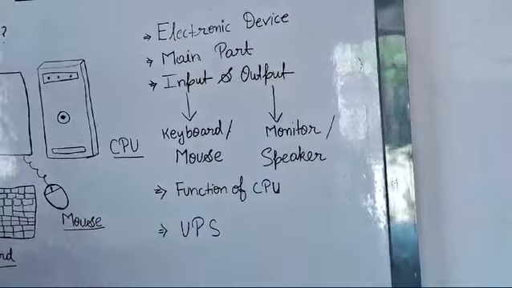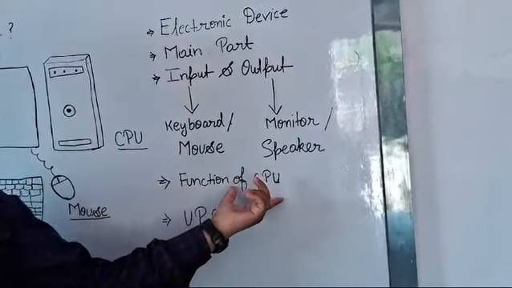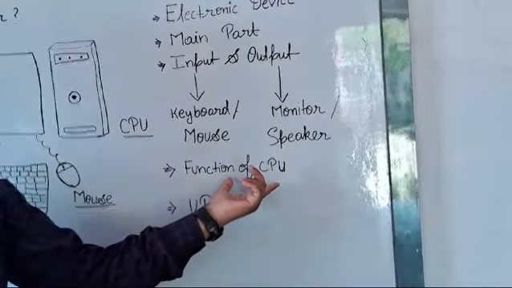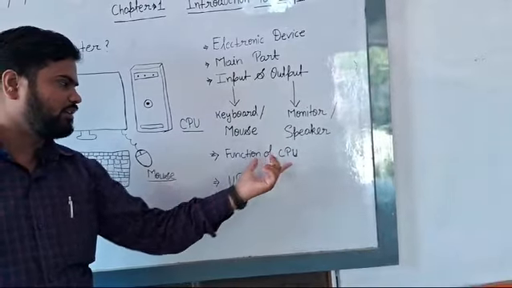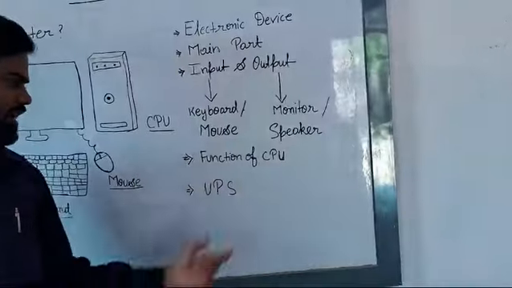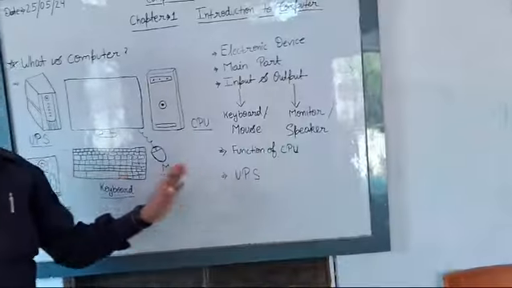The other part is CPU. CPU we have already discussed. It is the main and important central part of computer. It is called central processing unit. And UPS. UPS is also an important part of computer.